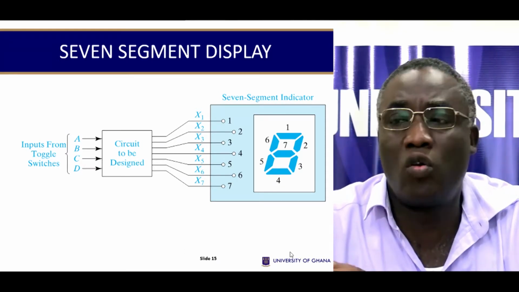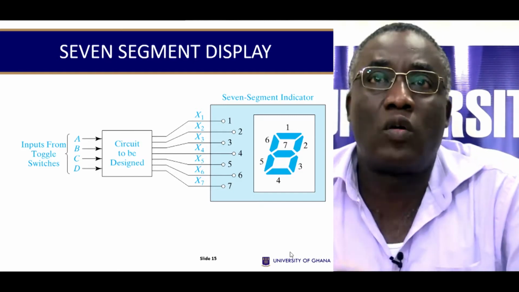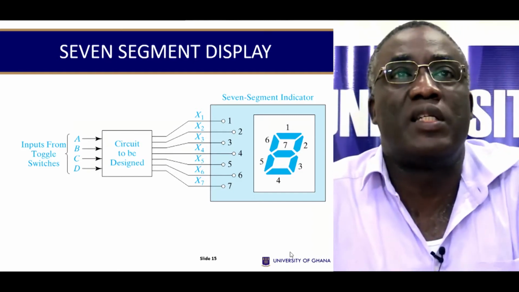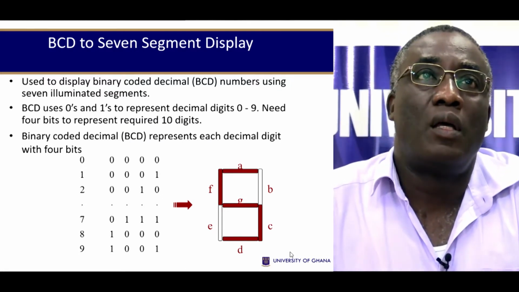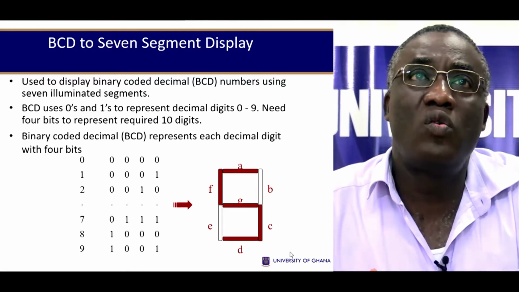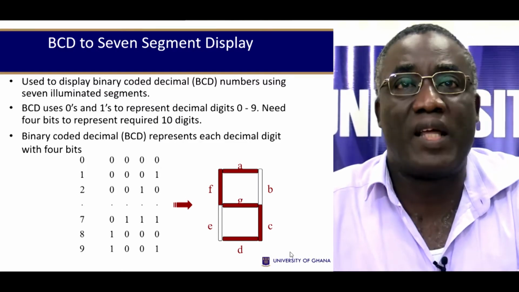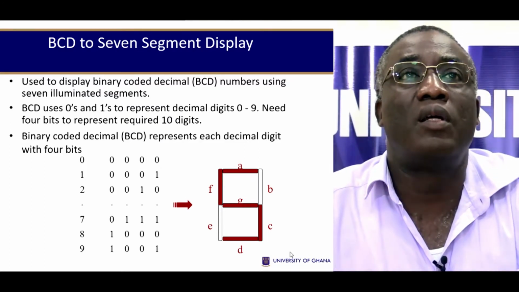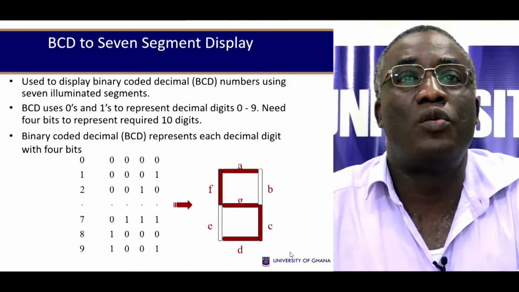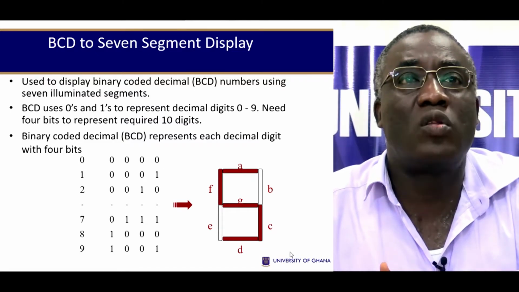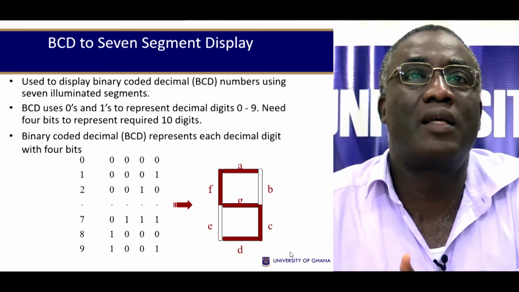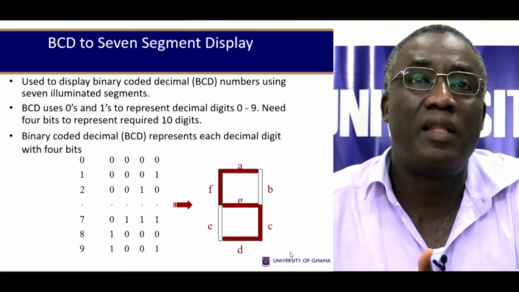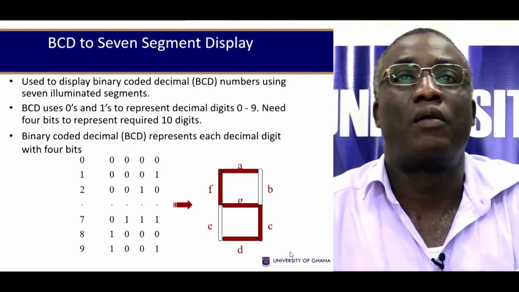So I'm not going to dwell on it for too long, but I'll give you the necessary lesson that you need. We can use the binary coded decimal for that. Now, if you look, the numbers or the digits that we need to represent are 0 through to 9. That's what we can represent using the 7 segments.